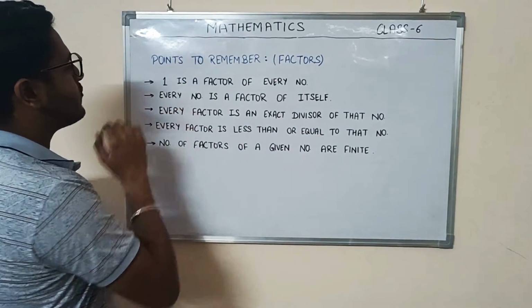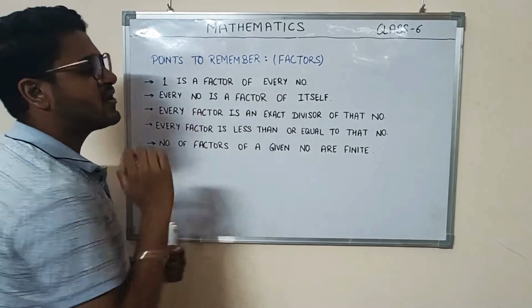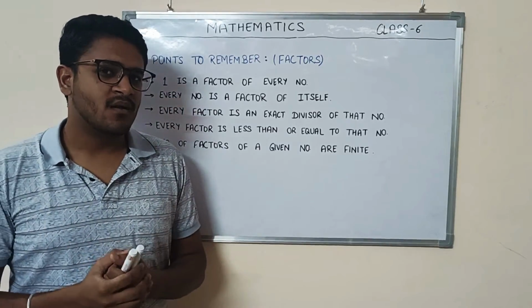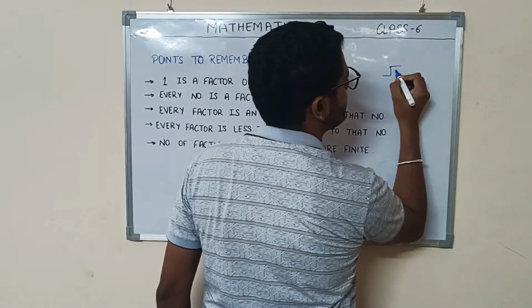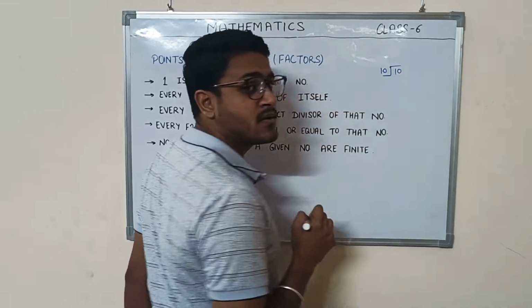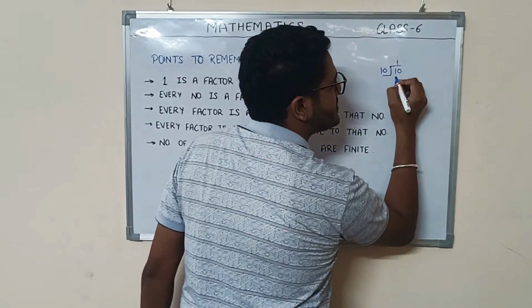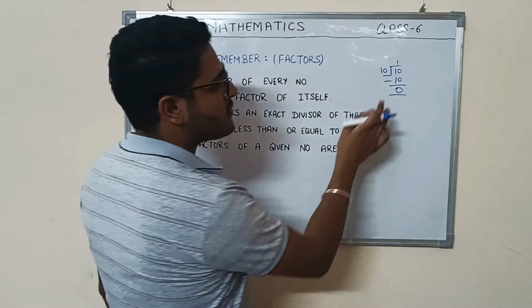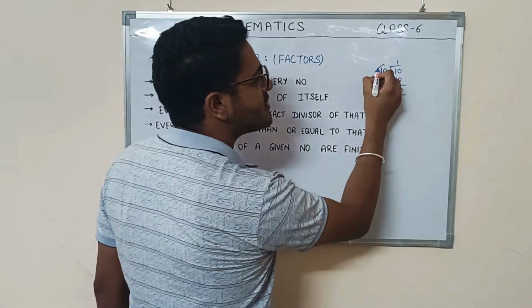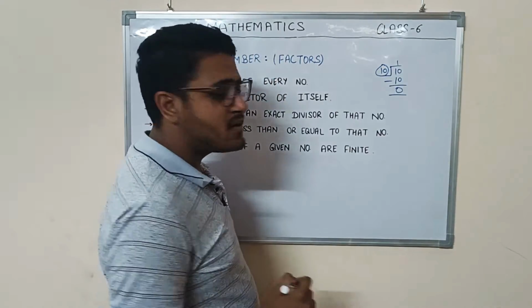Okay. Second point, every number is a factor of itself. For example, let's take 10 and let's divide 10 by 10 only, right? 10 ones are 10 and the remainder is 0. If the remainder is 0, then that means 10 is a factor of 10.